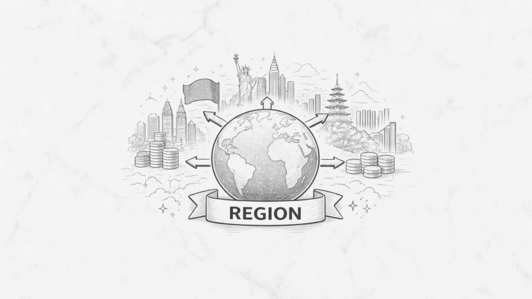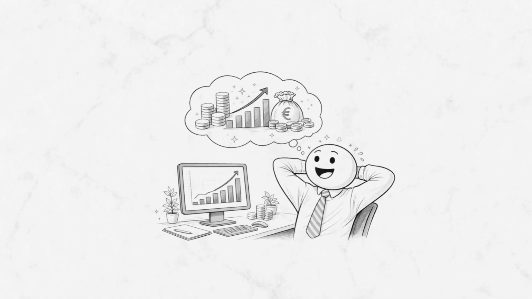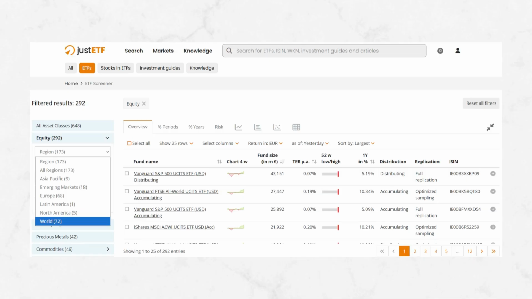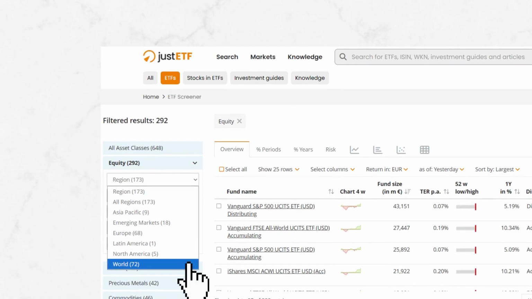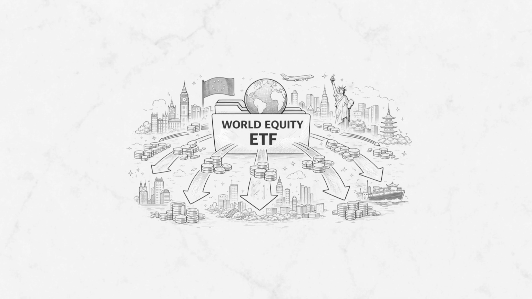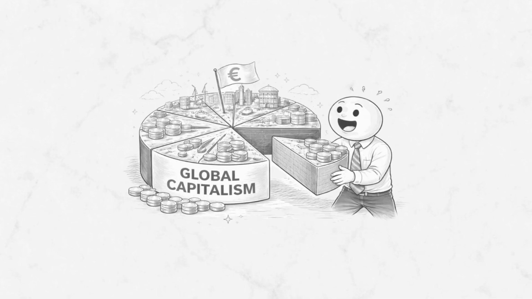Let's start with region. If your goal is long-term wealth building and broad diversification, the simplest and most robust choice here is world. A world equity ETF spreads your money across thousands of companies in dozens of countries. You're not betting on one economy to outperform. You're owning a slice of global capitalism itself.